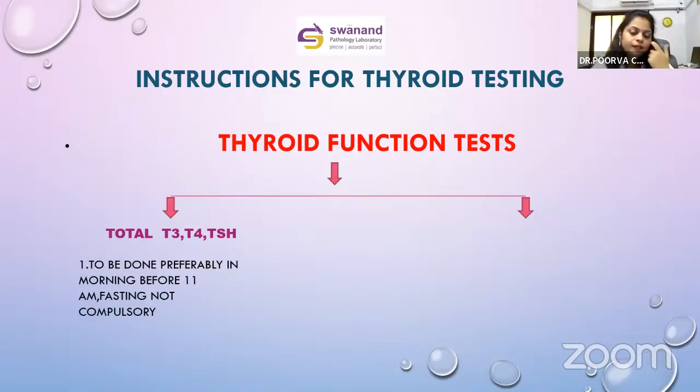If you're doing a total T3, T4, TSH, then it is to be done preferably in the morning before 11 a.m. For this, fasting is not compulsory, and you can take your regular thyroid medications along with that. This is for total.